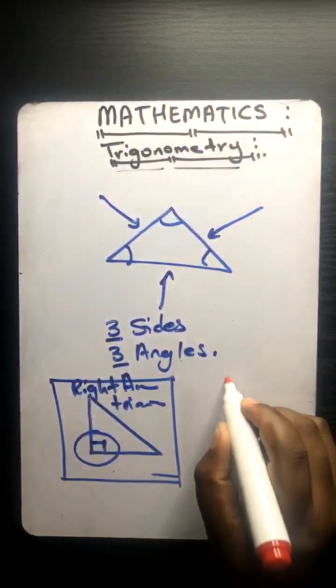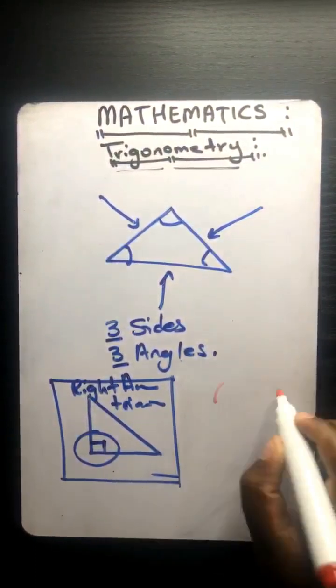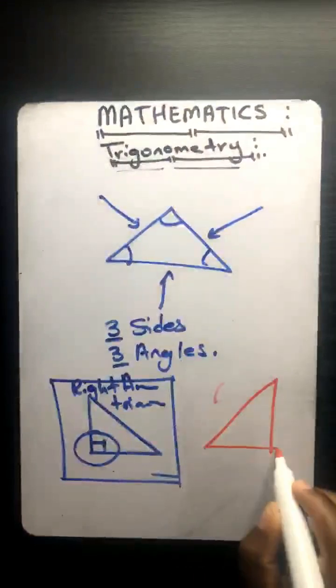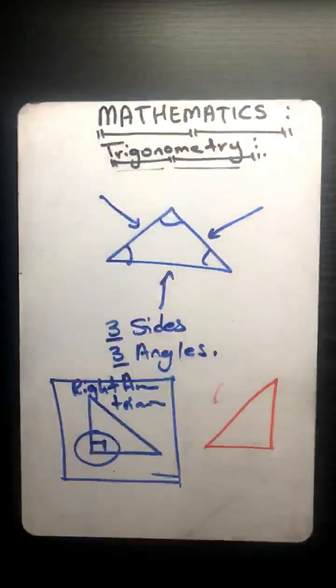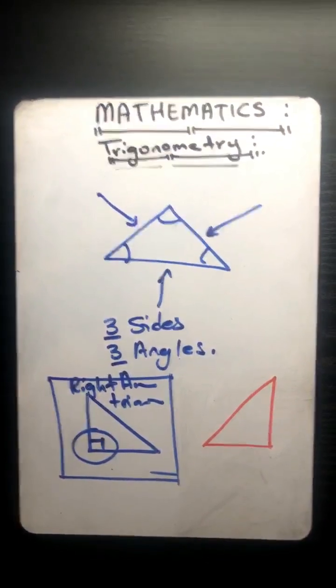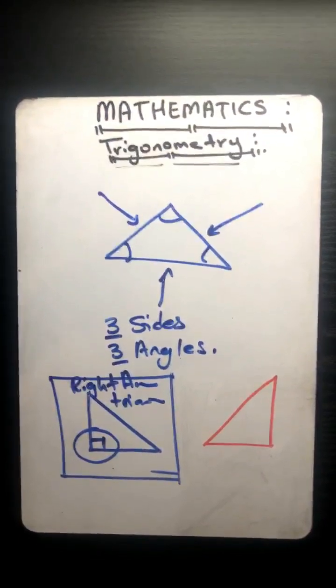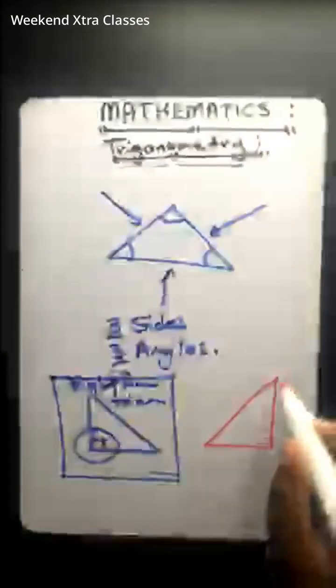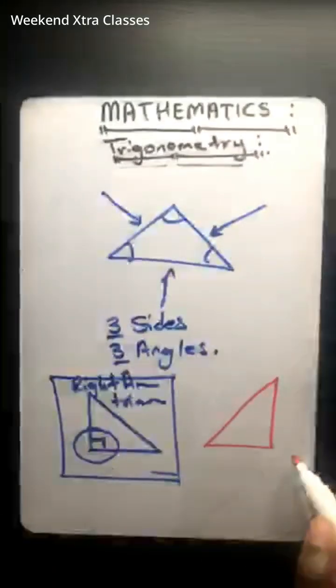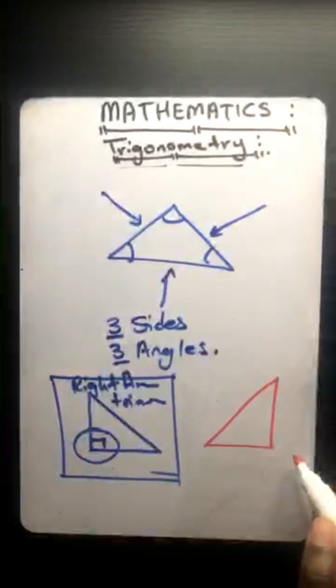Here comes a question. Is this a right angled triangle? Yes or no? No, it's a triangle, but it's not a right angled triangle. Do you guys agree with that response? Yes. 100%. This is a triangle, but we are not sure whether it is a right angled triangle or not.